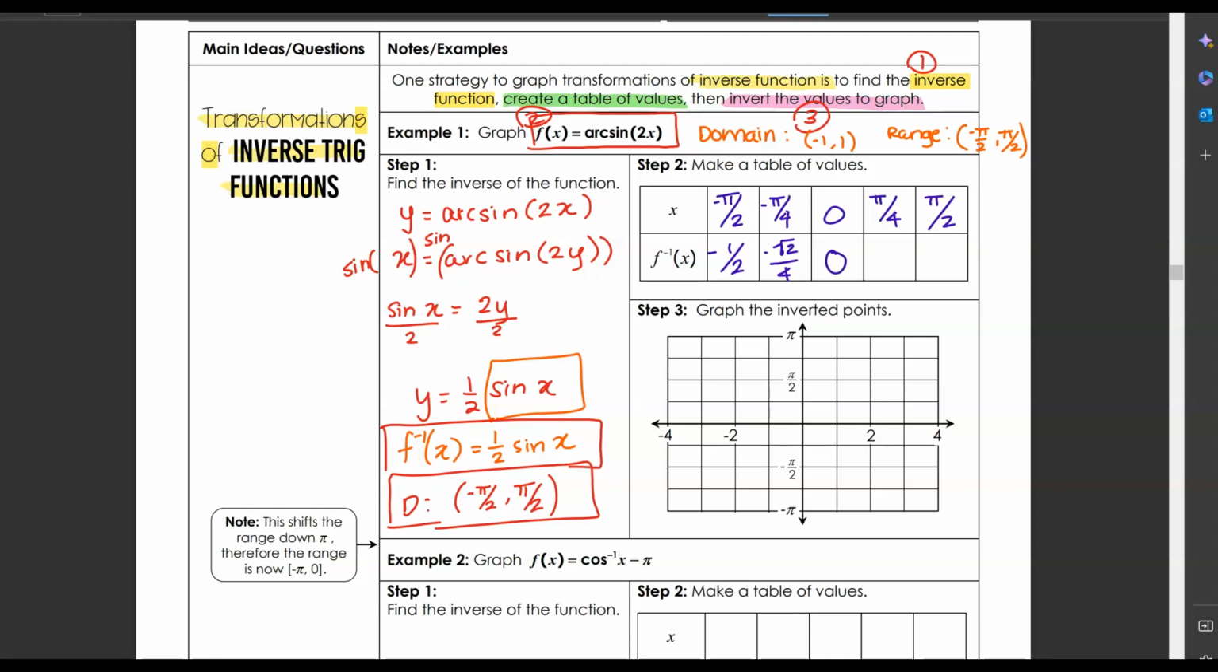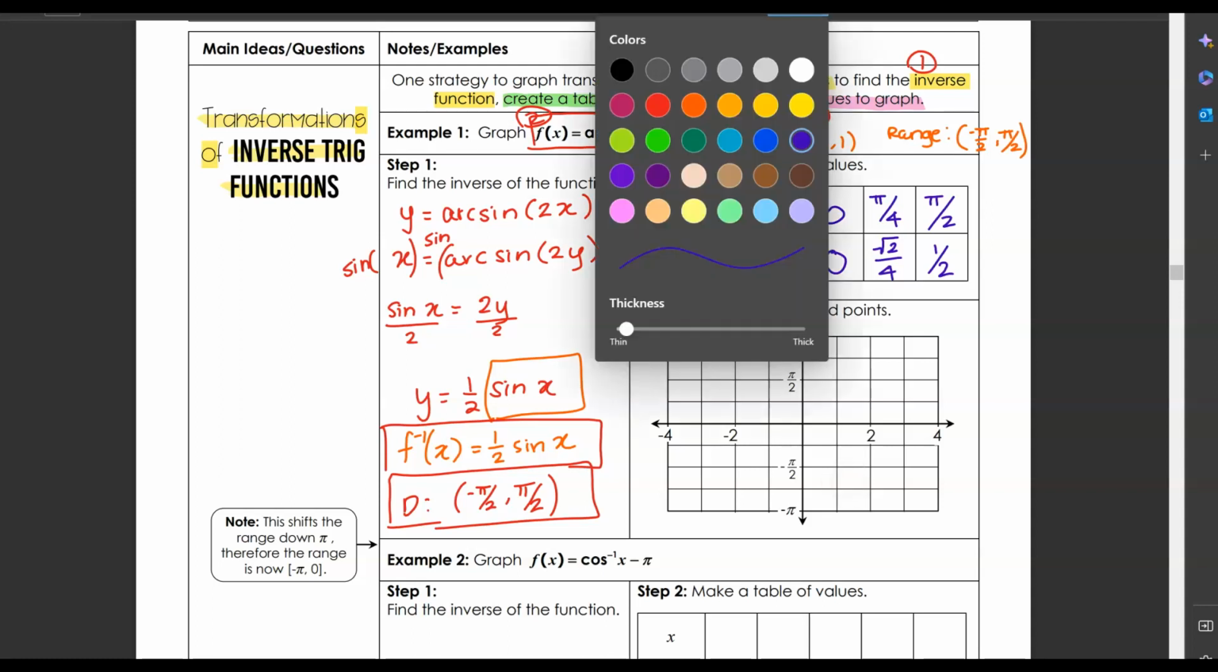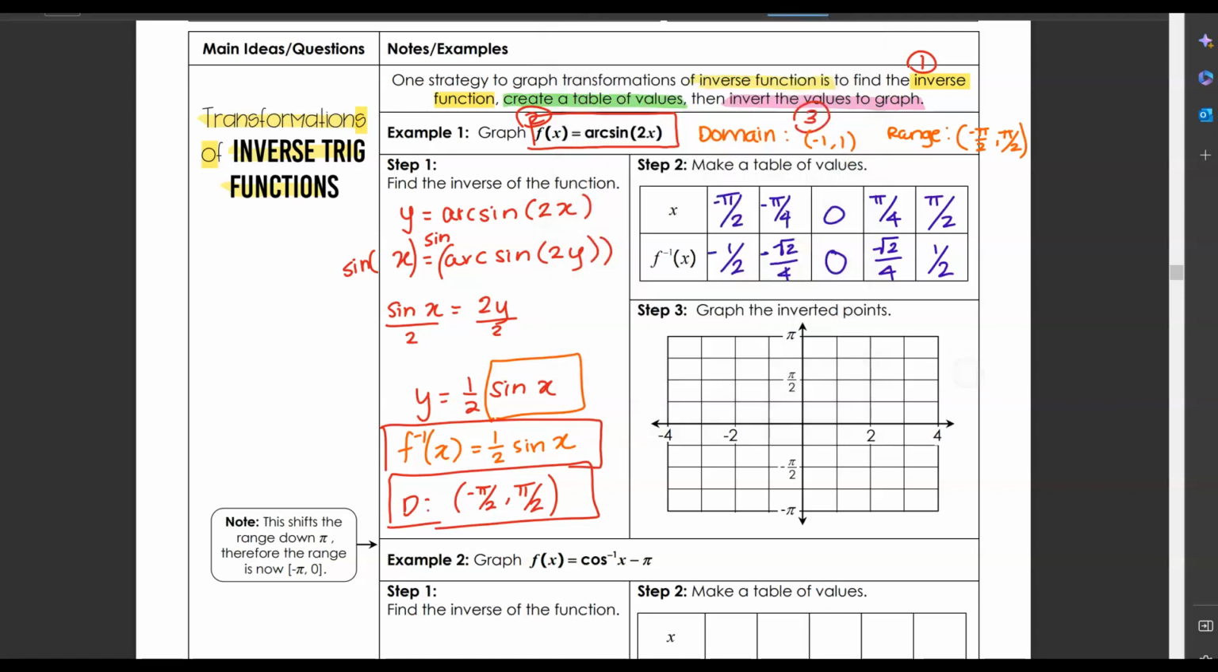And now, because I'm on the positive side, that just means I'm looking at quadrant 1. I'm going to have the positive root 2 over 4, and then the positive 1/2. So these are the values. Once I have the values, remember, these are the values for my inverse function. So when I go to graph this, I really want to graph the original function, so I'm swapping these again.